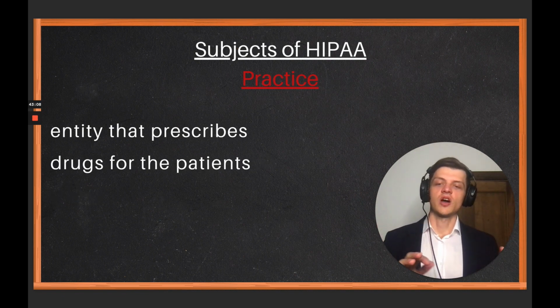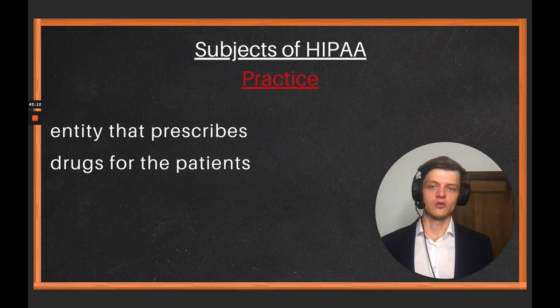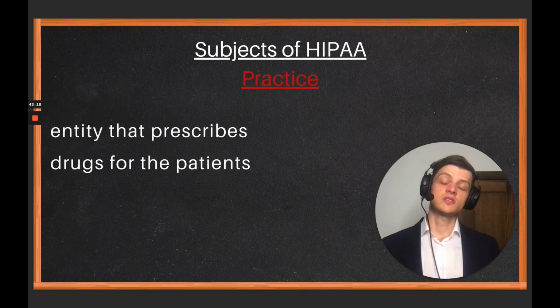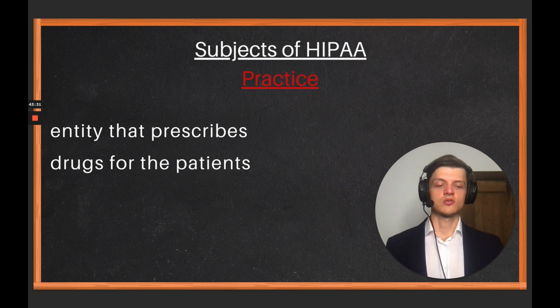Entity that prescribes drugs for patients. What do you think? What would it be? So this would be a covered entity because this entity has direct treatment. It provides direct treatment to a patient. Prescribing drugs is considered to be a direct treatment.